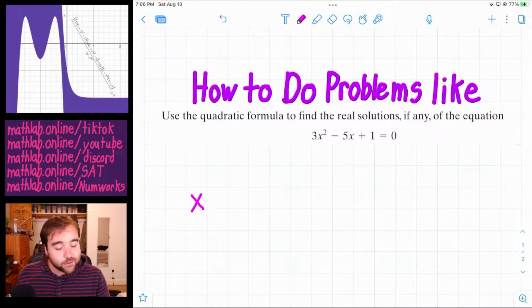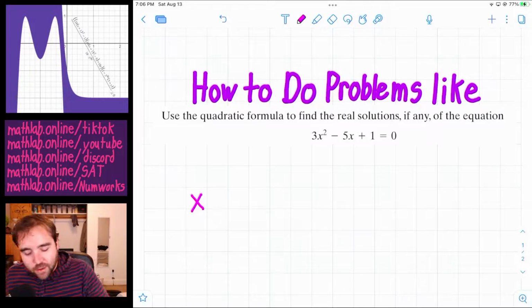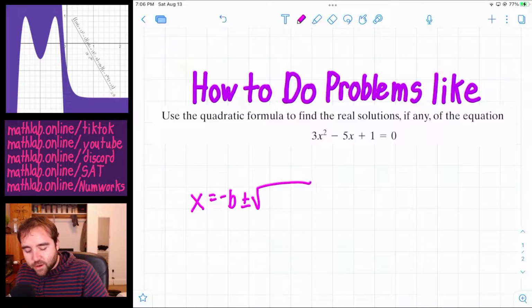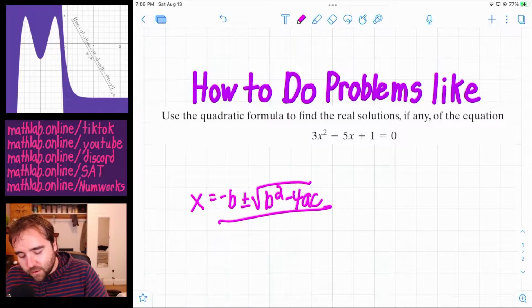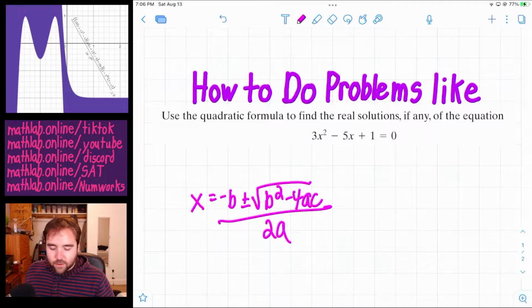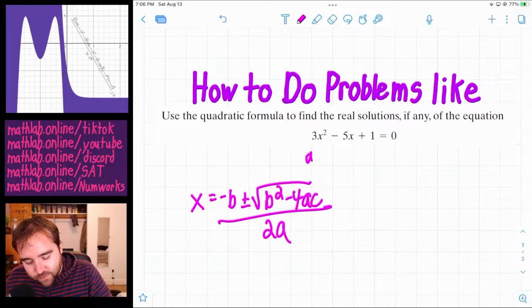And I think it goes nicely to the song, Pop Goes the Weasel. So you go, x equals negative b plus or minus square root of b squared minus 4ac all over 2a. And that's the quadratic formula. And you just need to know it. Like, you just really do.